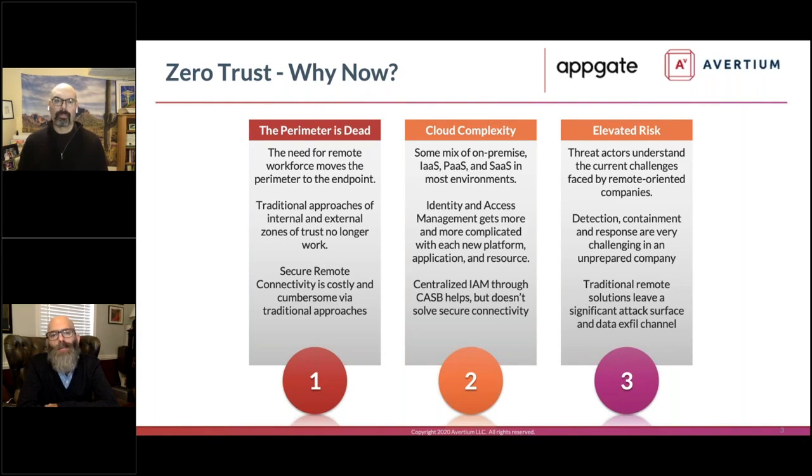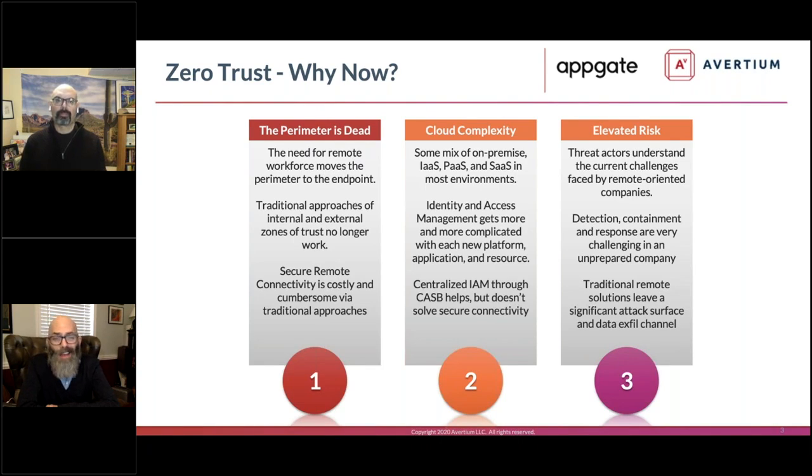I mentioned on that prior slide complexity within the cloud. Most organizations have some mix of on-premise infrastructure, platform, software as a service, and identity and access management across all of that. It's tricky, right? So there are a lot of different point solutions like CASB, Cloud Access Security Brokerage, that can solve for some of those problems, but they don't do anything to help with secure connectivity to ensure that the correct users are accessing the correct resources regardless of where they exist. And so that's another reason why we see this coming up right now, because it's just going to get more and more complex.